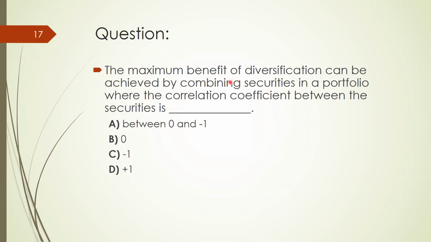So when do we have the maximal diversification effect? By combining securities in the portfolio, what is the correlation coefficient between the securities? As we just have shown, the maximum diversification effect comes when the two securities have a correlation coefficient of -1. That's when you can possibly form a risk-free asset that diversifies away all the risk. So C is our answer.